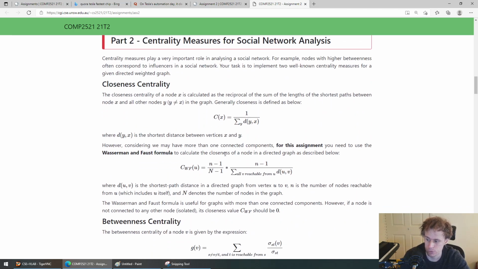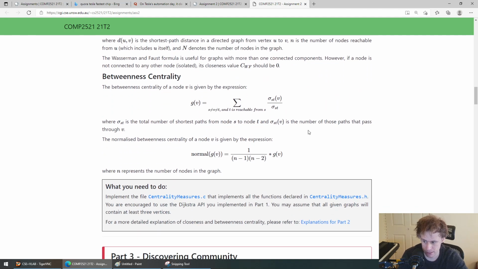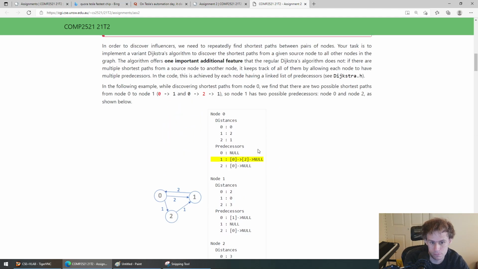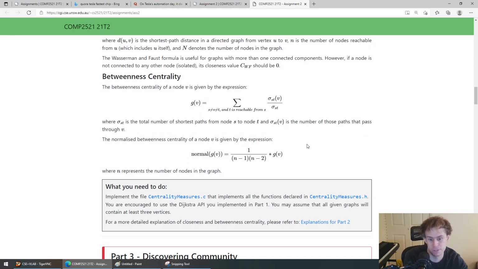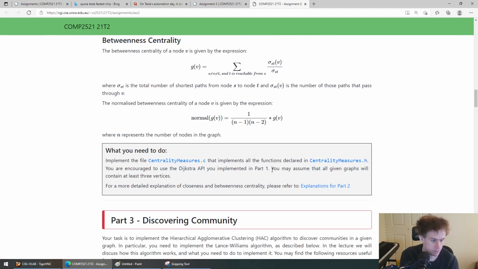We then talked about part 2, which was around finding closeness centrality and betweenness centrality, and how these were not the easiest things in the world, but fundamentally, you're just trying to plug in stuff you've gotten from part 1, or using part 1 to generate some information, and then plug it into some formulas and calculate some things.